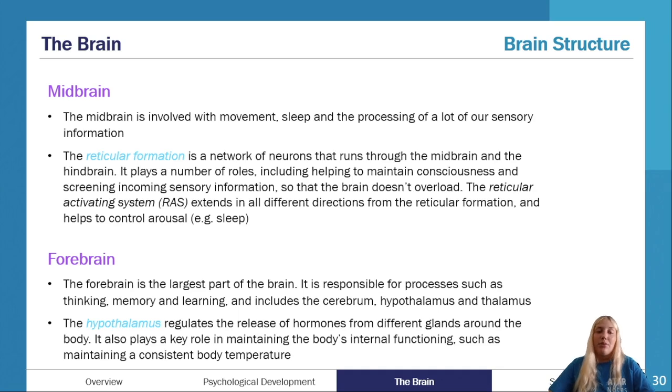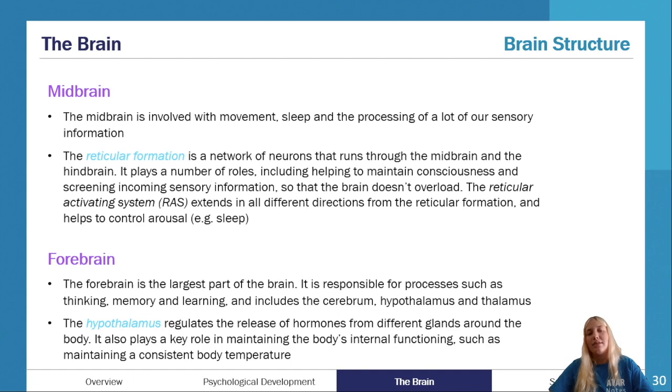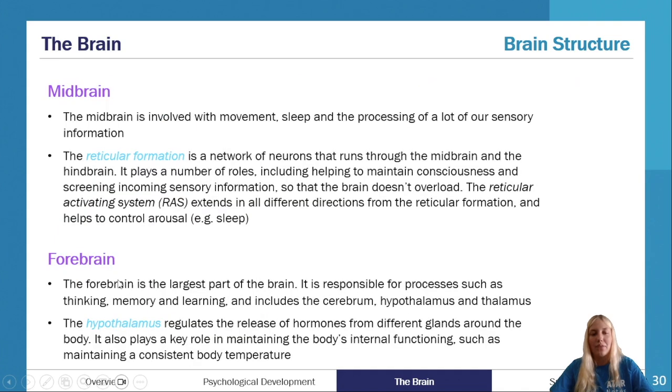Next, we also have the midbrain and the forebrain. So the midbrain is involved with movement, sleep, and the processing of a lot of our sensory information. Going back to the midbrain, remembering that it's right here in blue, tiny.